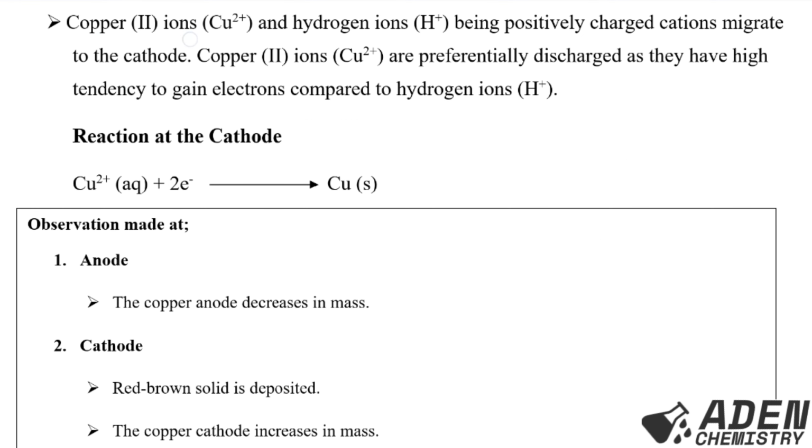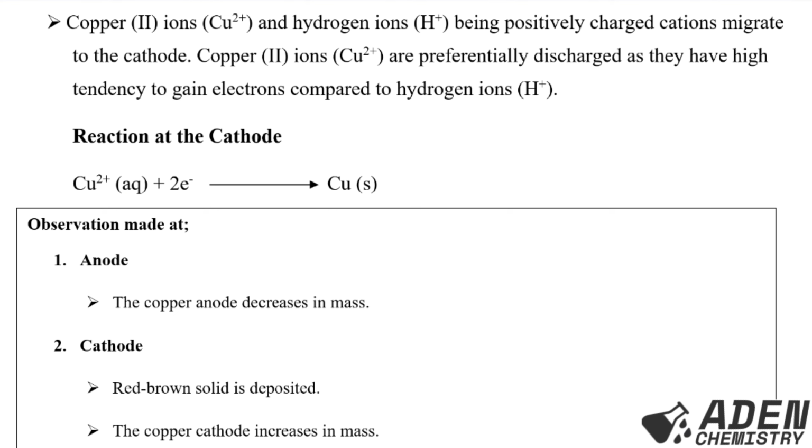Next, copper 2 ions and hydrogen ions, being positively charged cations, migrate towards the cathode. What is the cathode? We said the cathode is the electrode which is connected to the negative terminal of the battery. Copper 2 ions are preferentially discharged as they have a high tendency to gain electrons compared to hydrogen ions. Or we can say copper 2 ions are below hydrogen in the electrochemical series. That's the reason why copper 2 ions are preferentially discharged over hydrogen ions. Next, the reaction at the cathode: copper 2 ions in aqueous solution gain the 2 electrons lost from the anode by the copper electrode to give us neutral copper solid.